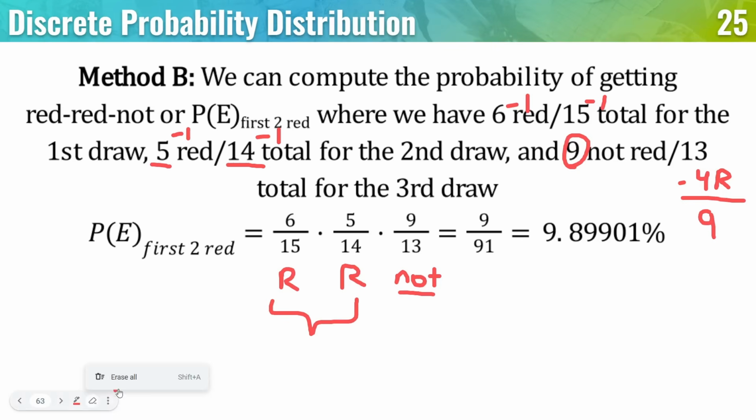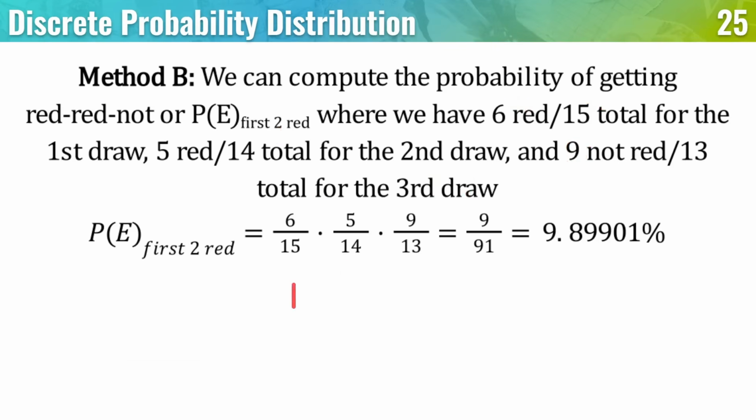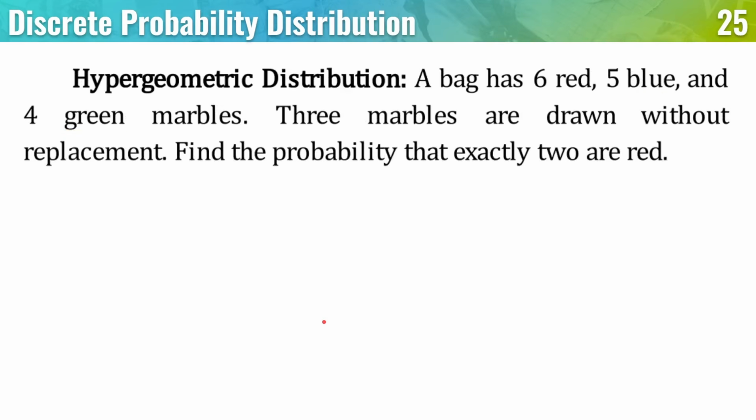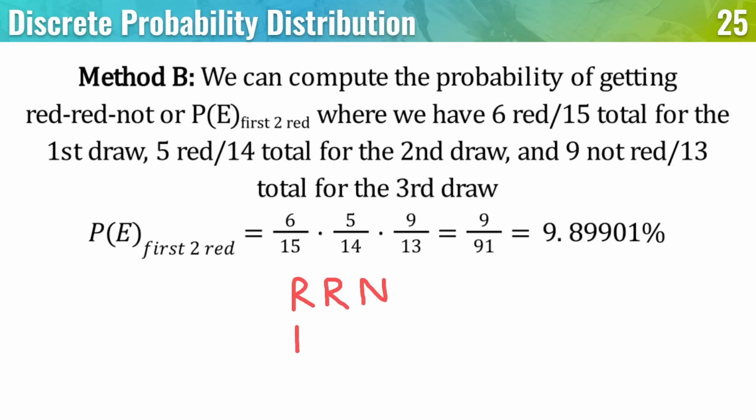Now take note, this is not our final answer because we calculated for red, red, not red. However, the final answer says at least, sorry, exactly 2 red. So it doesn't necessarily have to be the first two that are red. It can be the first and the last are red, or the last two are red. So these are cases from earlier. So these are the cases. They are equally likely to happen. So if you have 3 cases, you have to multiply this by 3.